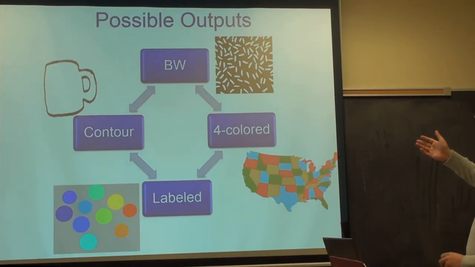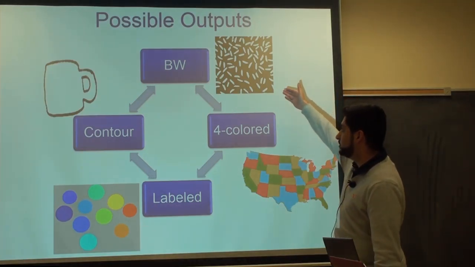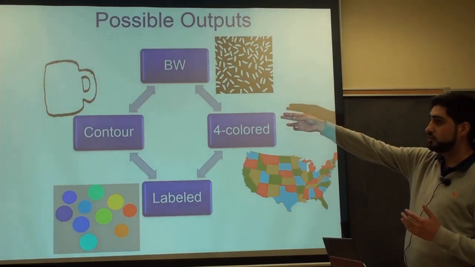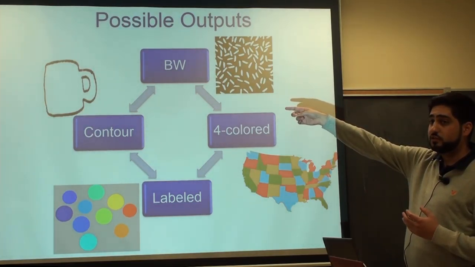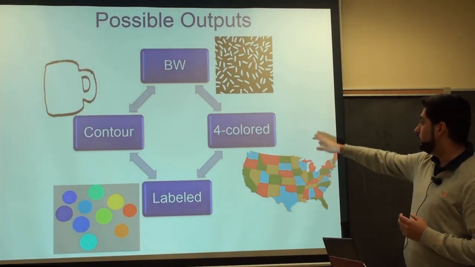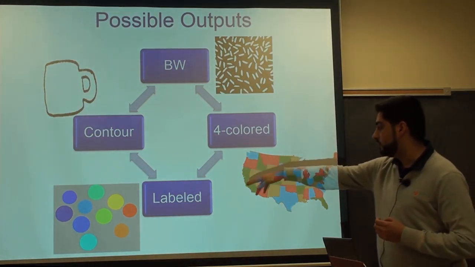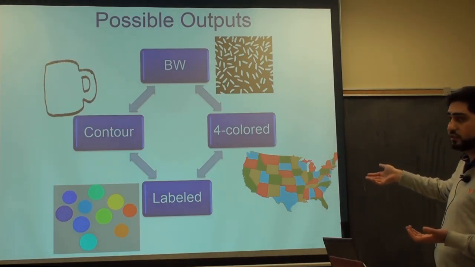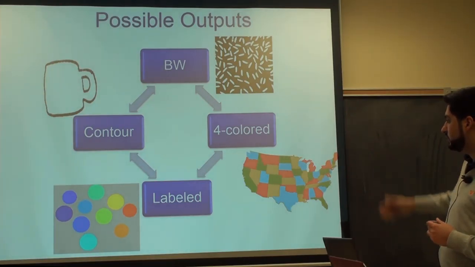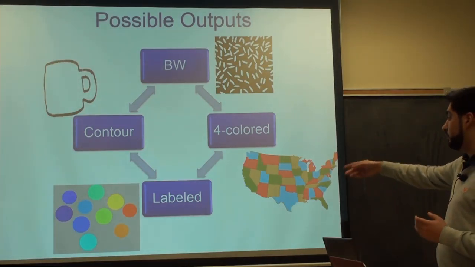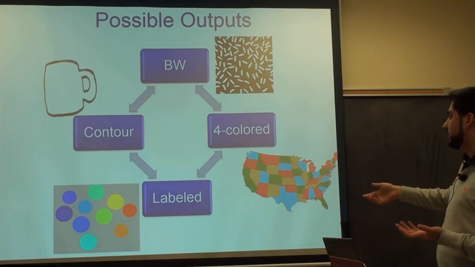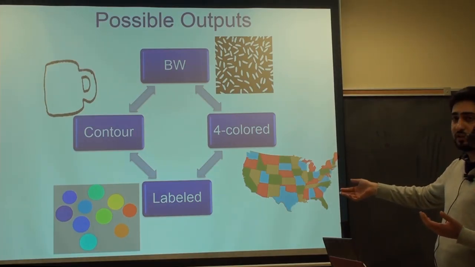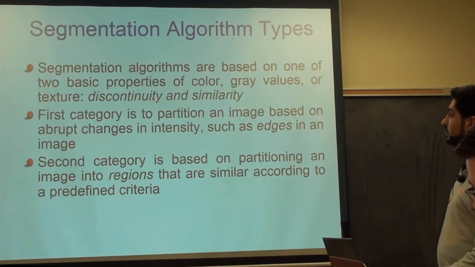Here are some possible outputs. This is a black and white image, which basically groups the picture into two groups, bright and dark. Or a contour, which could come from edge detection to find the contour of something. Or a four-colored, labeled output, which groups the pixels into three or four different groups, each group represented by a different color. Each color could mean something else, like how large the population of each state is. You can group it based on population, for example.